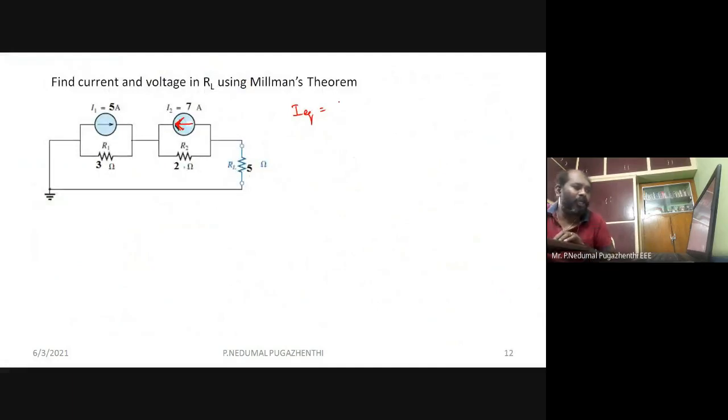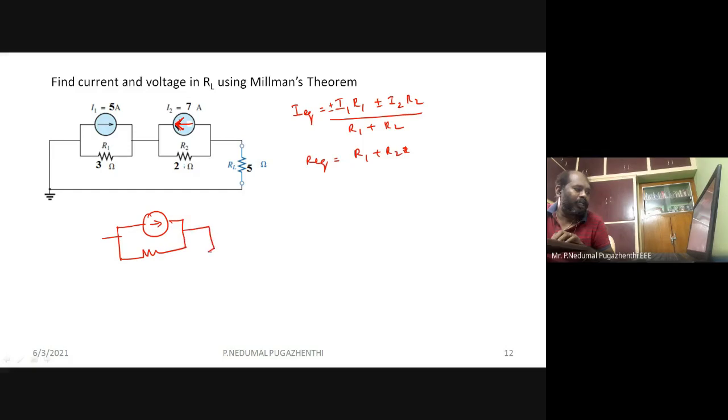I equivalent is equal to what? Generally, I1 R1 plus or minus I2 R2, because I have only two sources, plus or minus here, divided by R1 plus R2. And what is R equivalent? R equivalent is equal to R1 plus R2. Okay, that is what. Is that right? Okay, now I will try to convert this into a single current source with a resistance connected with it.